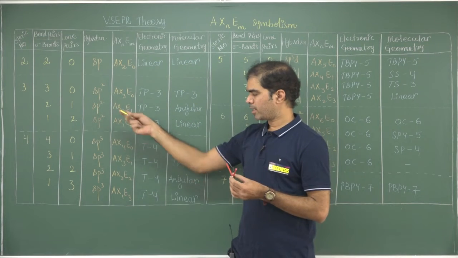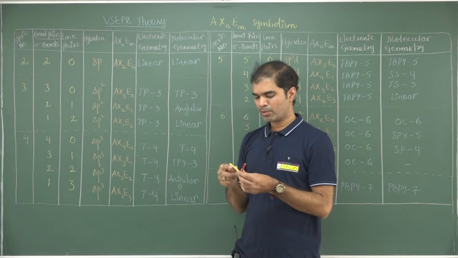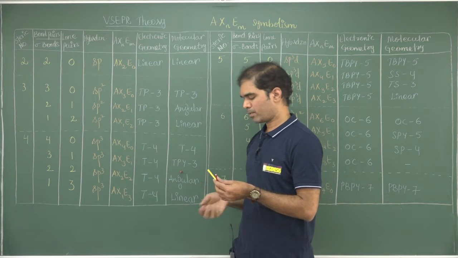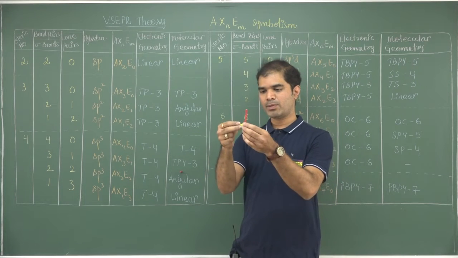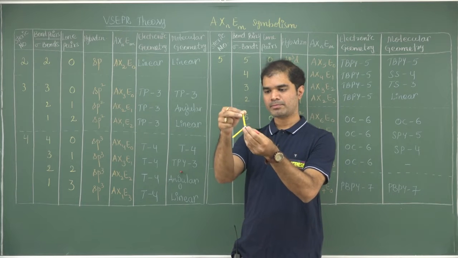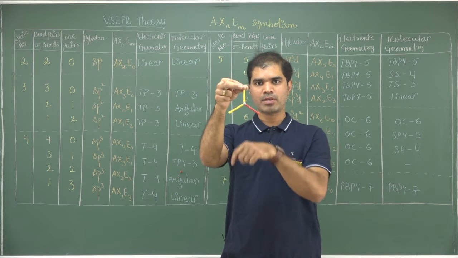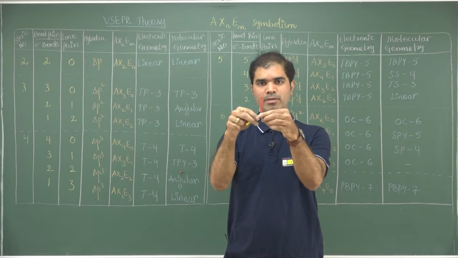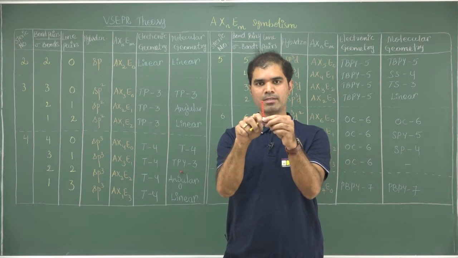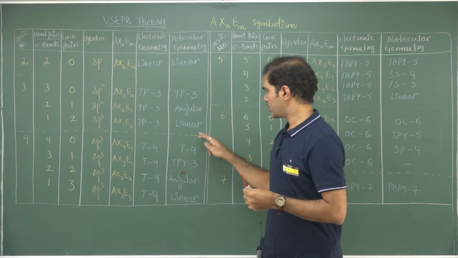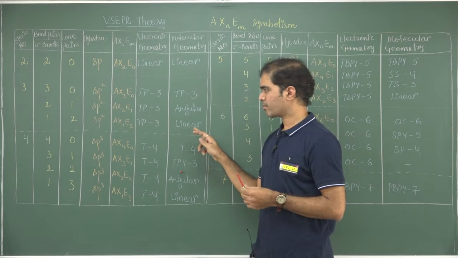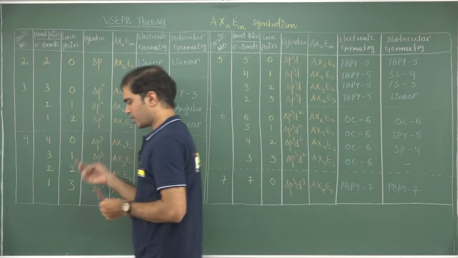What I will do is take two lone pairs. When I have taken two lone pairs, you can still see that the electronic geometry is trigonal planar, but the molecular geometry, where you don't consider the lone pairs, is linear. So that is what is given here. Next, let us come to the steric number 4.